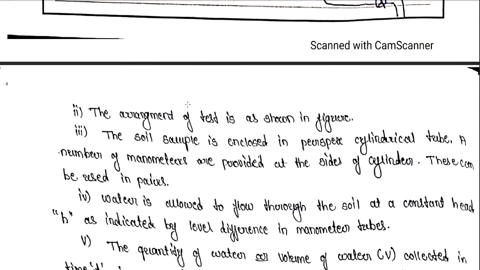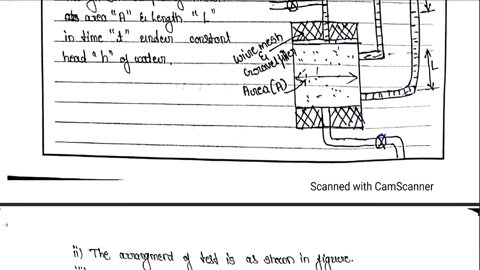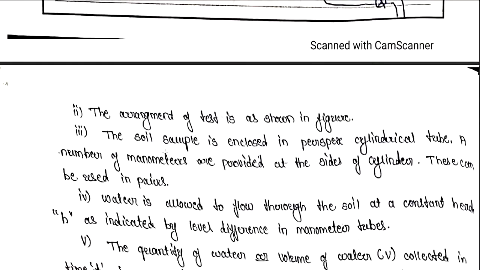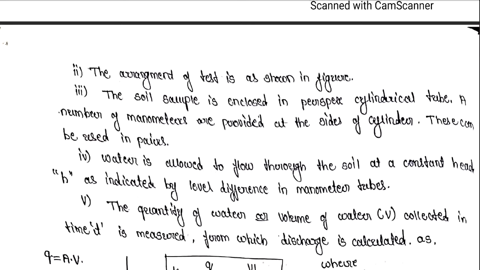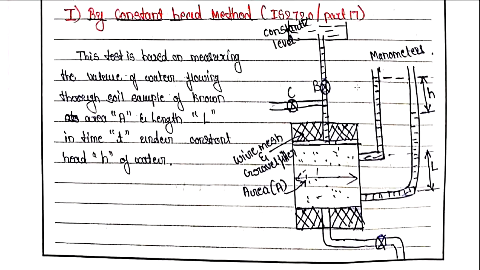So we'll see the procedure one by one. The arrangement of the test is shown in the figure. The soil sample is enclosed in a perspex cylinder tube. A number of manometers are provided at the sides of the cylinder. Those can be used in pairs. So there is a pair of manometers provided. Water is allowed to flow through the soil at a constant head h.